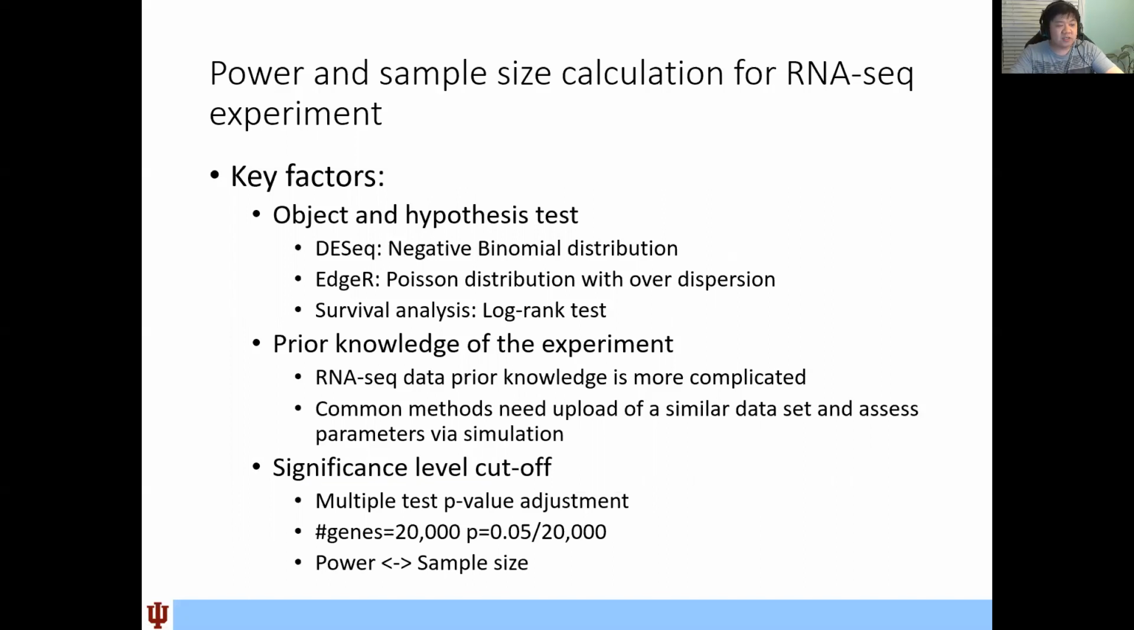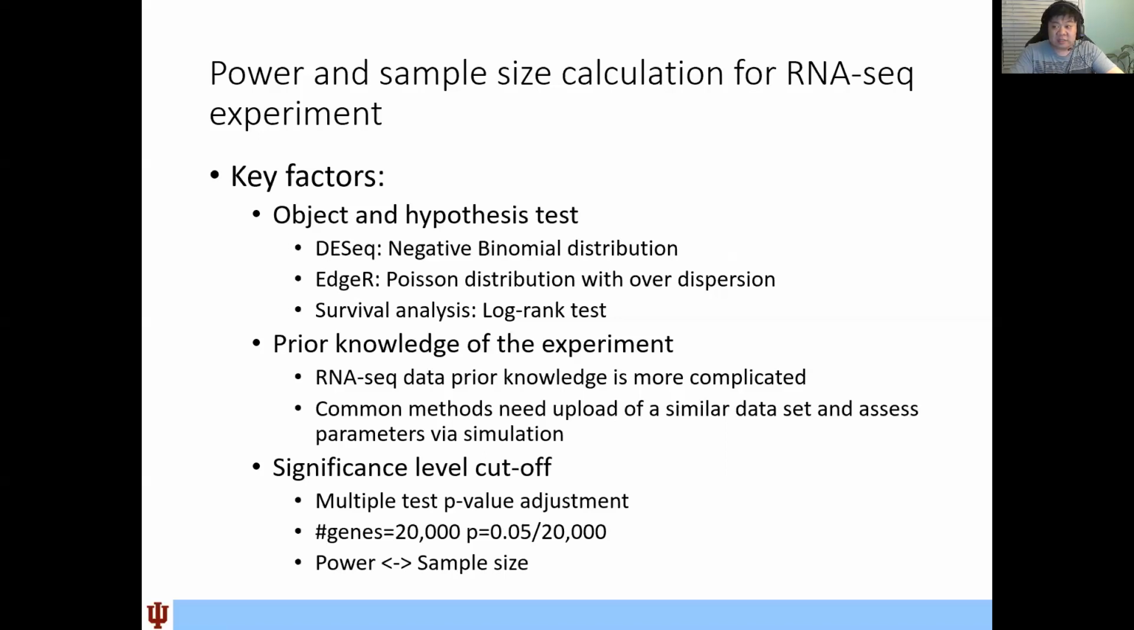We also have different prior knowledge of the experiment. For RNA-seq data, the prior knowledge can be more complicated than a mouse experiment because we have more genes, and each gene may have its own distribution, its mean, its observed counts, the overdispersion level, and also its variance. The common method may need to use a similar dataset and assess the parameters as the prior knowledge of the experiment via simulation.